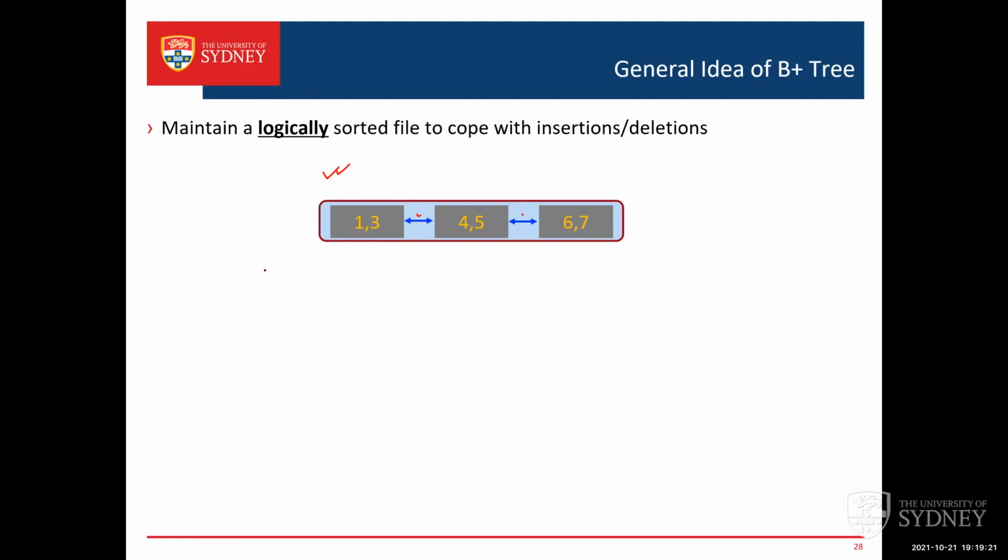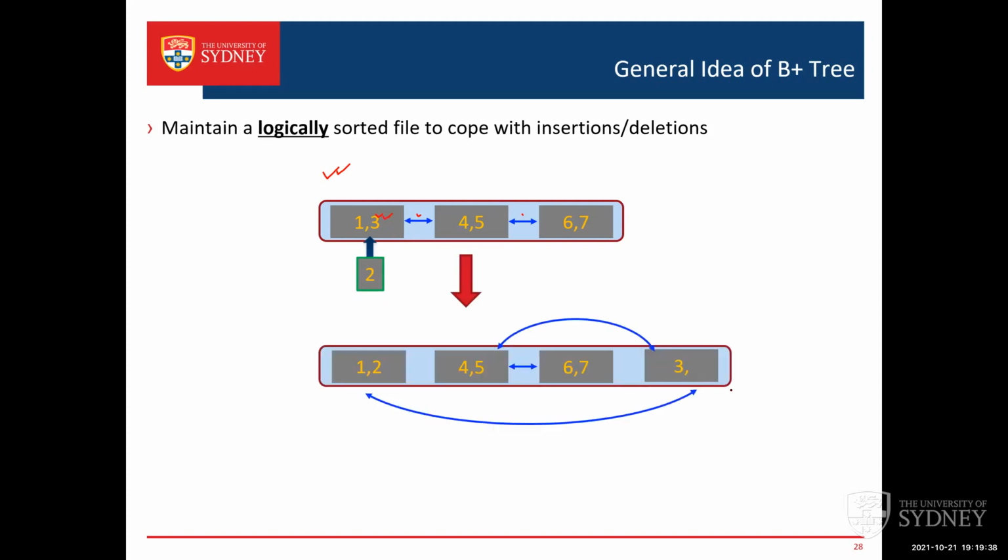So think about, if I want to insert 2 in this case, then what we will do, because of this link, we will not change anything in here. But since I need to insert 2 in this first page, I will move out 3 from here, right? So I'll move out 3 to, let's say, the last page, there I'll push 3, and then I will insert 2 in this first page.